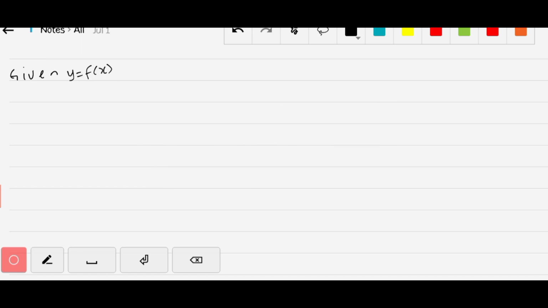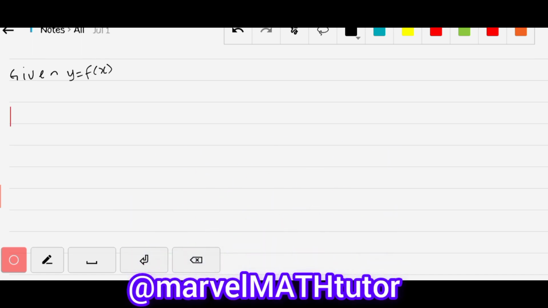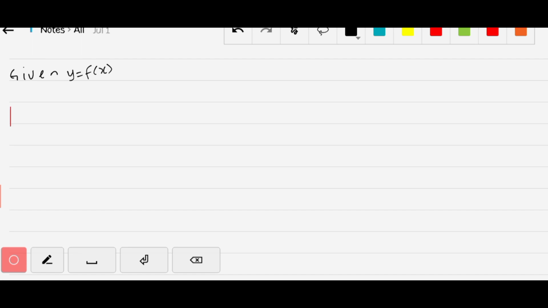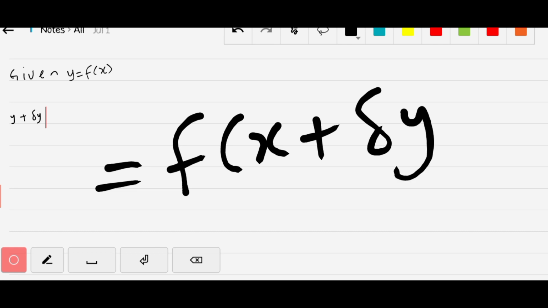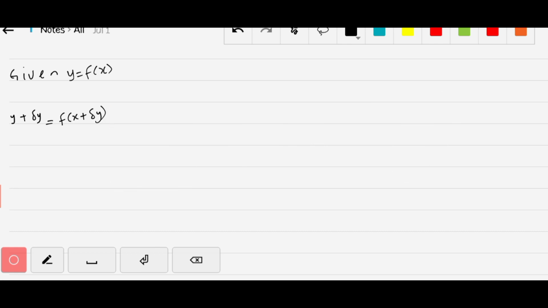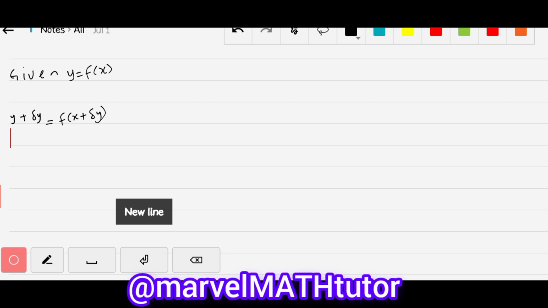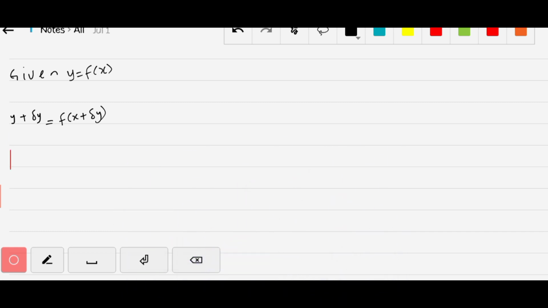Now given this function y equals f of x, what we do is we let change in x and change in y be small increments in x and y respectively. So meaning I will add a small increment to y and at the same time a small increment to x. So the next thing to do is we make our change in y stand alone at the left hand side of the equation.